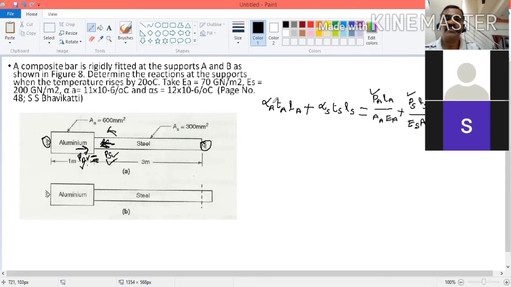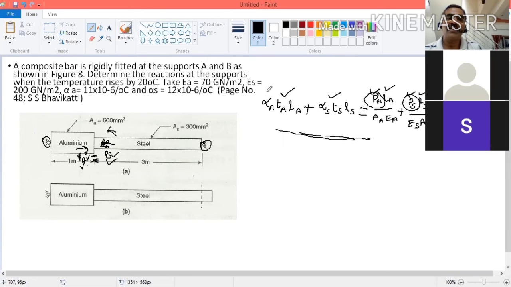This is the way you could write it. Because of this expansion, and because both are joined together, you could write the equation like this: expansion of aluminum plus expansion of steel is equal to this plus this. Now in this equation, PA is equal to PS, since it is in equilibrium.